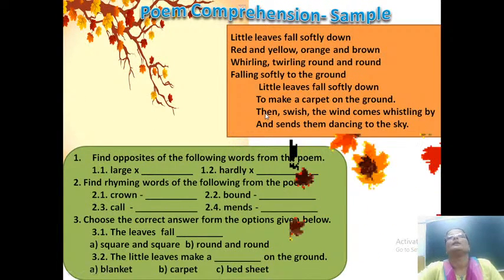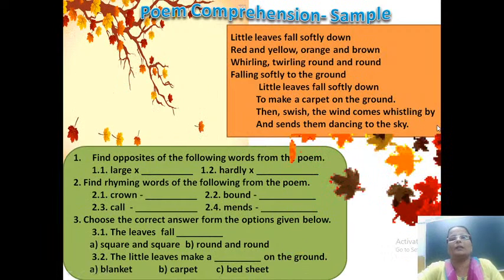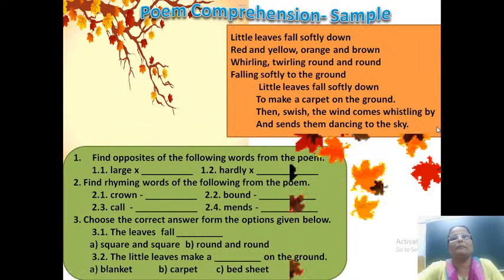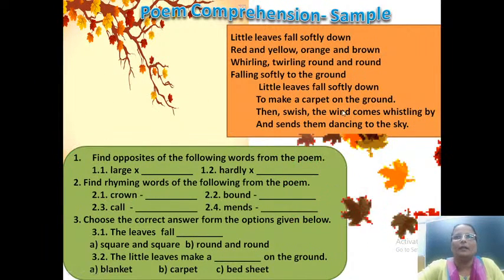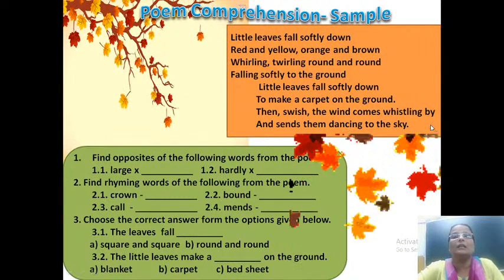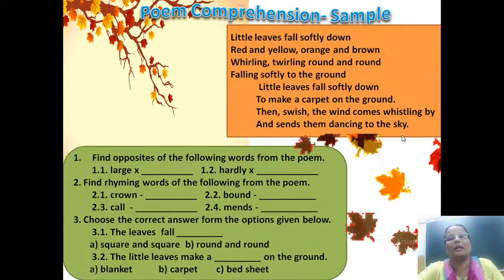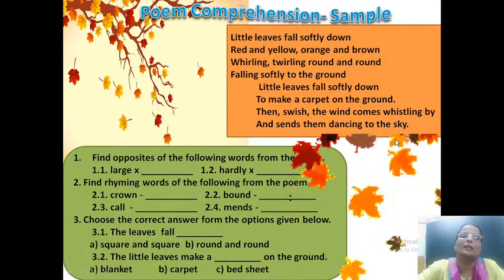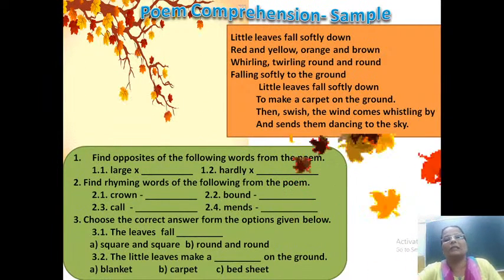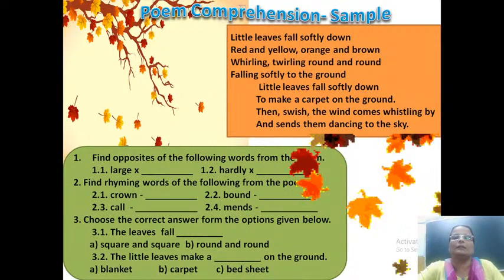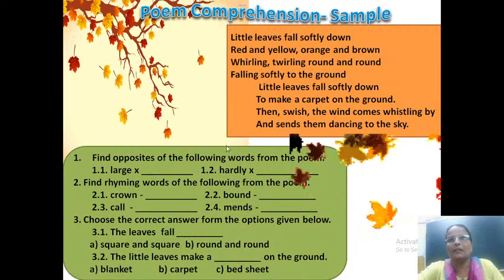See. Then swish, the wind comes whistling by. You know, there is a naughty wind. So there came a whistling wind and sends them dancing to the sky. When the wind blows strongly on the dry leaves, the dry leaves get lifted up in the air. So that is what is written here.